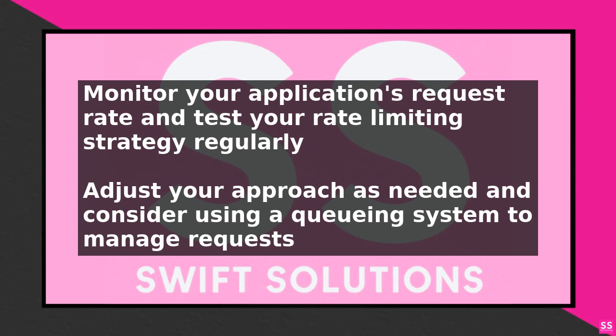Additionally, consider using a queuing system to manage requests and prevent overwhelming the API. By following these steps and implementing a robust rate limiting strategy, you can ensure your application handles Bill.com API rate limits effectively, preventing disruptions and maintaining a seamless user experience.